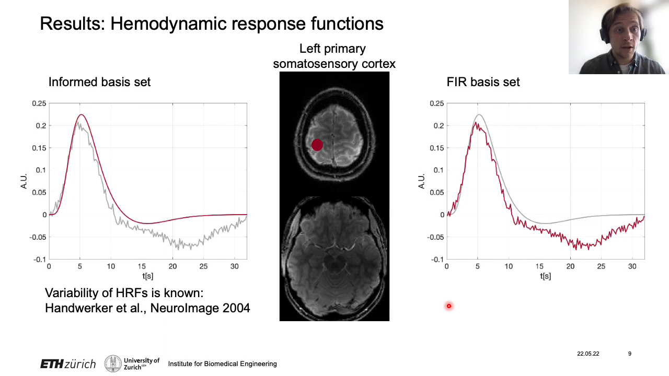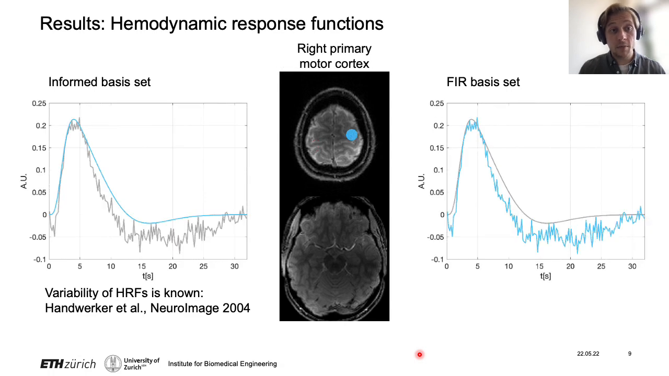So here, we don't see this fast decrease, but we can nicely see that the FIR basis set remains flexible over an extended period. And so we could really model this prolonged undershoot period here in the left primary somatosensory cortex.